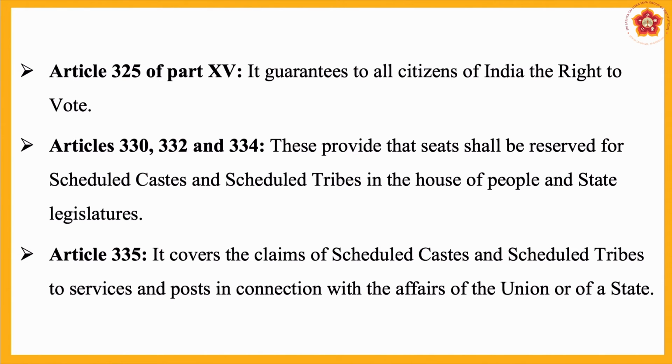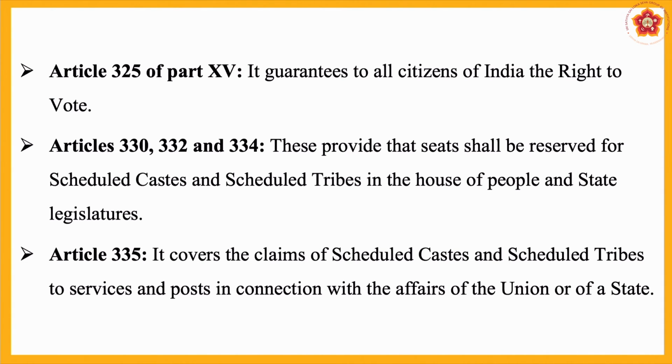Now, Article 330 and 332 and 334, these provide that seats shall be reserved for scheduled caste and scheduled tribes in the House of People and state legislatures. So, House of People meaning the parliament houses where these people from scheduled caste and scheduled tribes should have a representation, so that correct laws, suitable laws can be enacted, can be approved by the house of people, by the governing authorities.